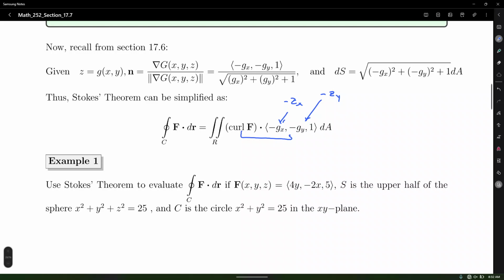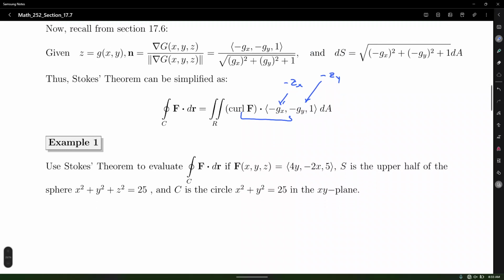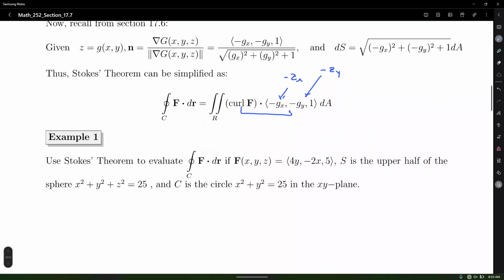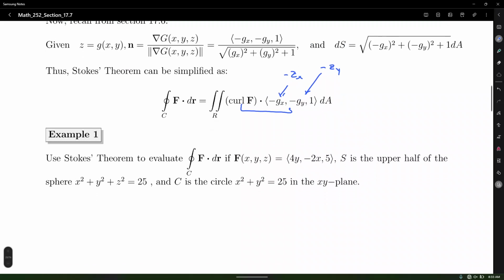Well, I think in this case it's pretty clear that Stokes' theorem will apply, right? What do we have? Sphere of radius 5, circle of radius 5. We're good to go. All right. So, number one, oh shoot, we need to evaluate the curl. Let me write down the formula for the curl so we don't have to go back to the notes.